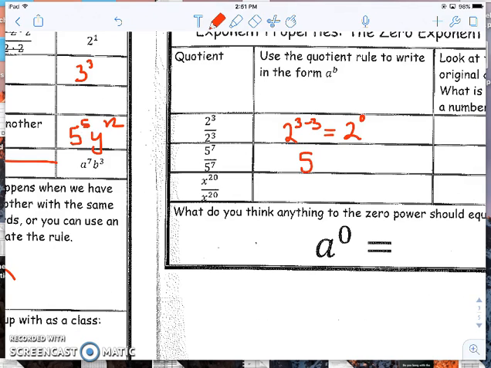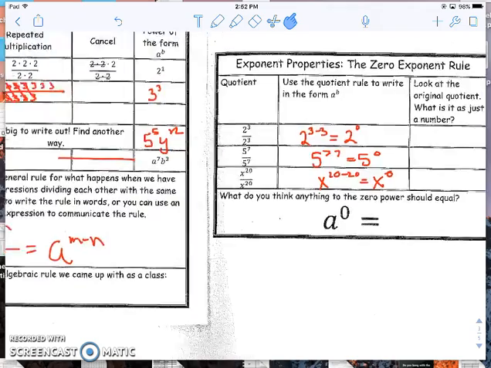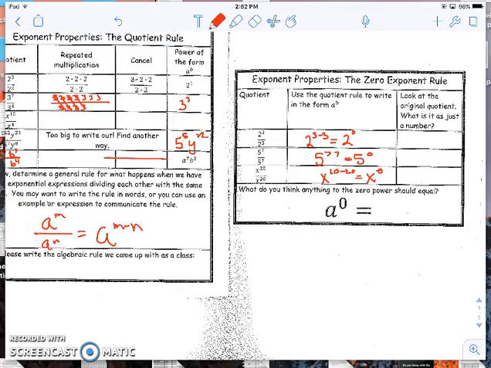Well, this would be 5 to the 7 minus 7, 5 to the 0, x to the 20 minus 20, x to the 0. So look at the original quotient. If that was just a number, it's the same thing. So we'd say those are all 1, so it's equal to 1.